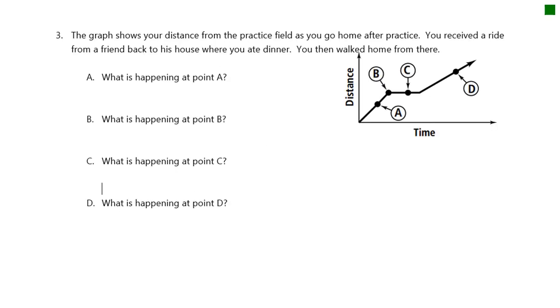They tell you the problem. They give you the graph. All you have to do is tell me what's happening at each point. All right, so let's read it. The graph shows your distance from the practice field as you go home after practice. You receive a ride from a friend back to his house where you ate dinner. You then walk home from there. They ask you what is happening at point A. Well, at point A, you just started something, right? What did we start? Well, you finished practice and you what? You receive a ride. So right here is received a ride.